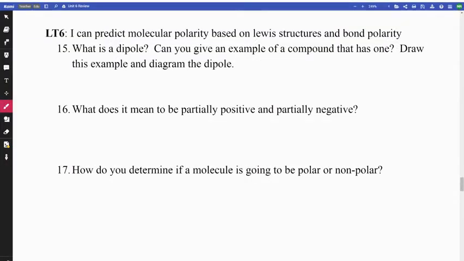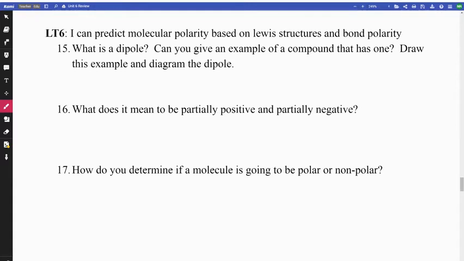Okay, what is a dipole? A dipole exists when you have a polar molecule. Now, a polar molecule has two poles. Makes sense, right? Dipole. Now, the poles are produced when you have a polar molecule and it has two different areas of electron density.